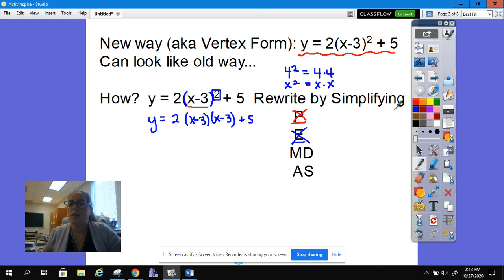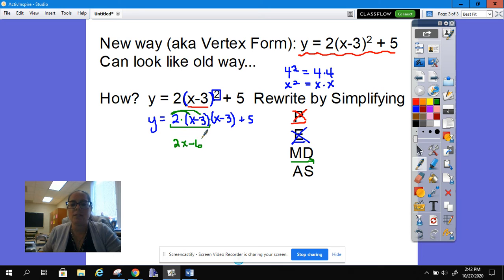Now, the next step is multiplication or division from left to right. Thankfully, I don't have any division in this problem, but I do have heaps of multiplication. I've got multiplication here between the 2 and this, and then I have multiplication here between this and this. So what you'll do is you work left to right. You do the first multiplication first. So I will take these two things, and I'm going to multiply those together first. The 2 distributes into here, and you get 2x minus 6.